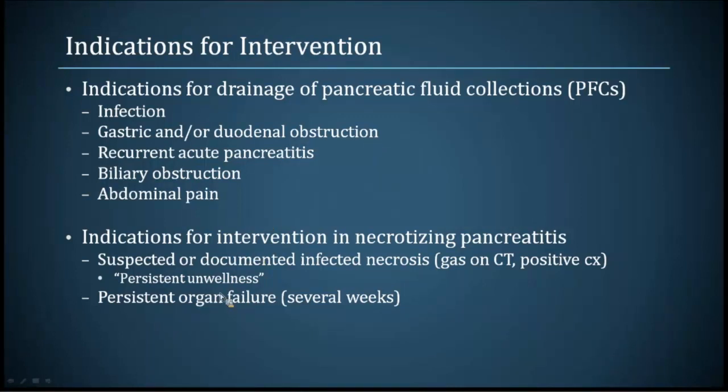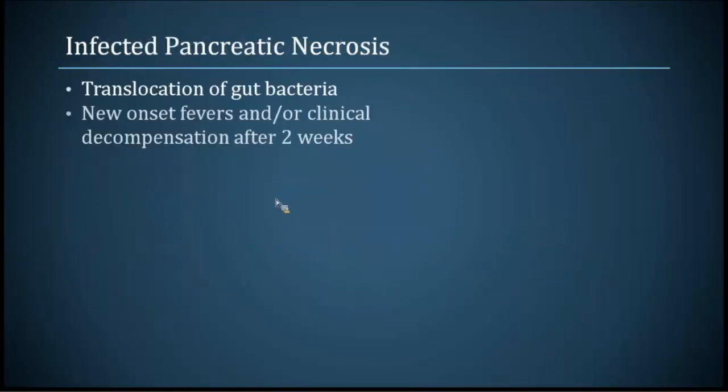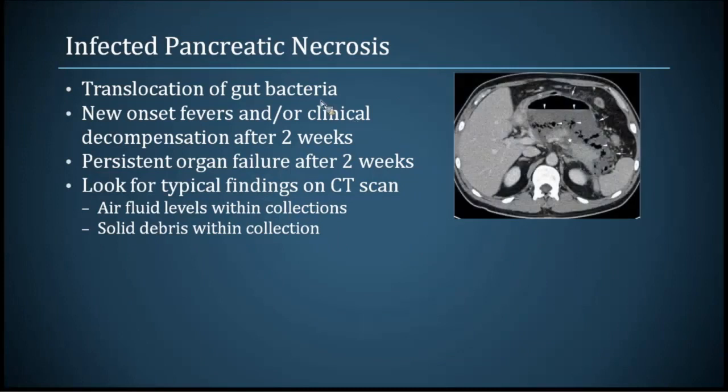There's a notion of persistent unwellness, which is about as vague as it sounds, but they're just kind of smoldering sick for a long period of time. And you might raise a suspicion, okay, maybe there's a chronic smoldering infection. Persistent organ failure for a long period of time also may suggest you've gotten past the acute SIRS, and now you've got an infection sort of driving that process. So this is from translocation of bacteria.